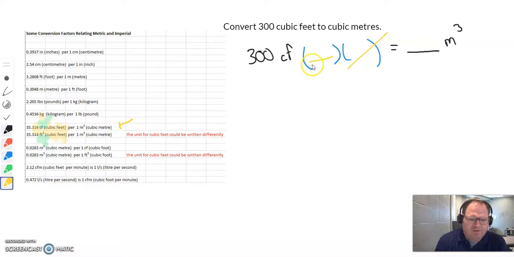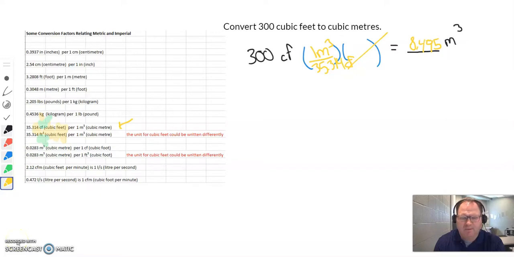So it's 35.314 cubic feet. And remember, I put that in the bottom because those are the units I want to cancel out. I want the cubic feet to go away. And every time I have that, I have 1 meter cubed. And that gives me 8.495 cubic meters.